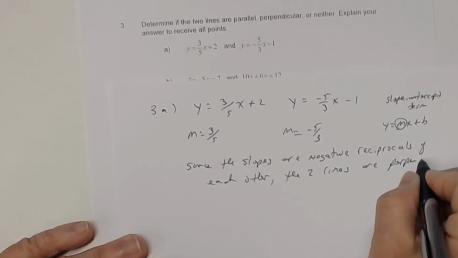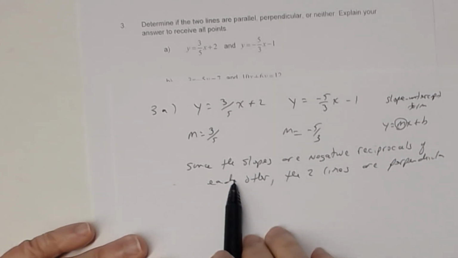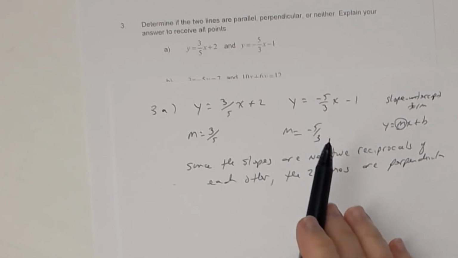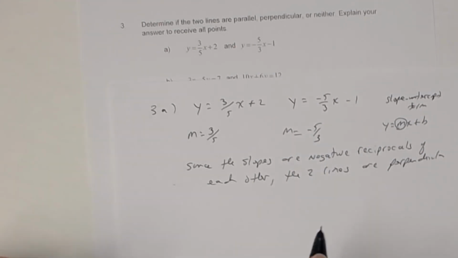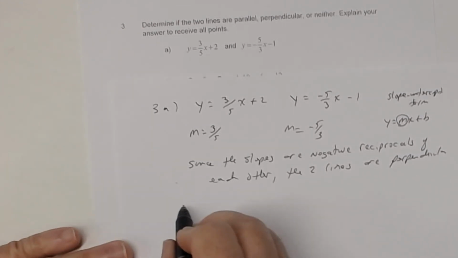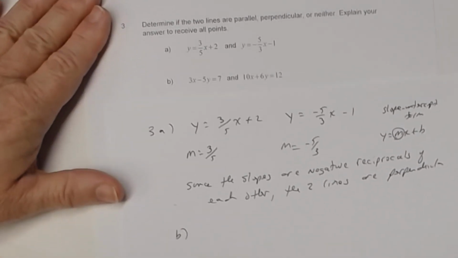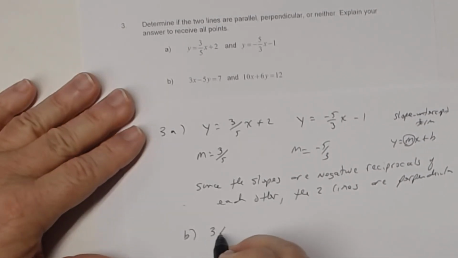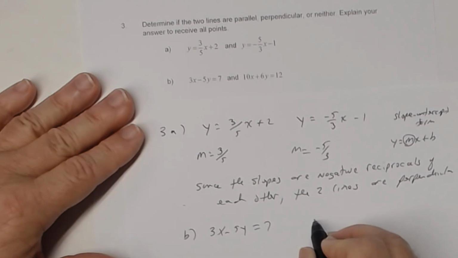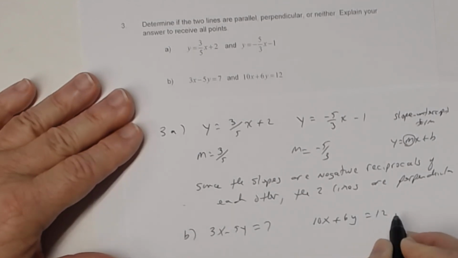All right, but you had to tell me the slope. You can't just say this without telling me what is the slope. What's the slope of each line? So remember, you have to explain your thinking here. All right, and then B, now B is different. So you have 3x minus 5y equals 7, and then the other line is 10x plus 6y equals 12.